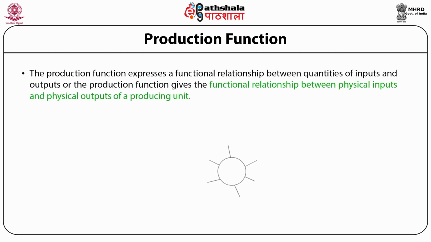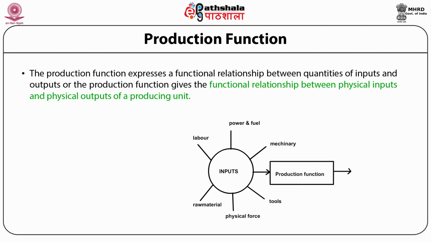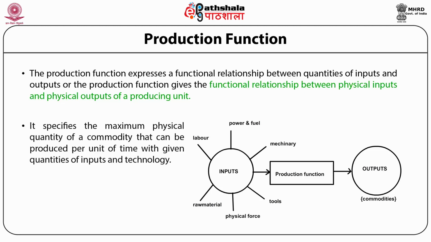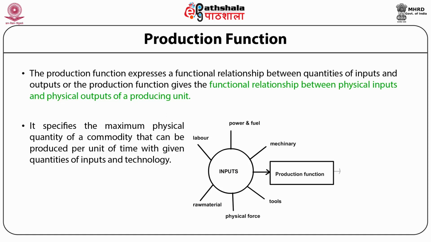Production function. A production function expresses a functional relationship between quantities of inputs and outputs, or the production function gives the functional relationship between physical inputs and physical outputs of a producing unit. It specifies the maximum physical quantity of a commodity that can be produced per unit of time with given quantities of inputs and technology.